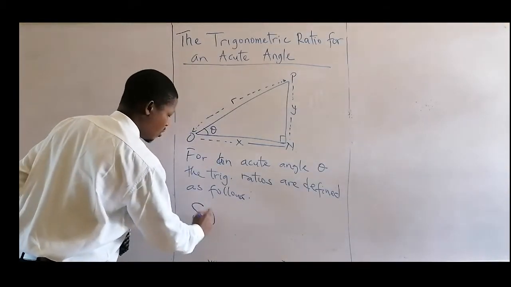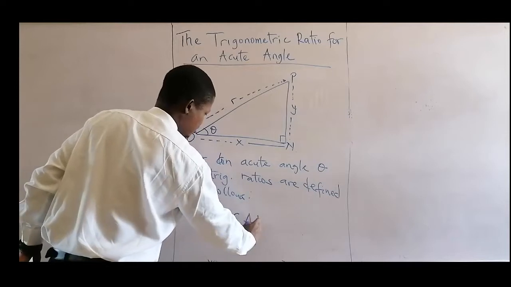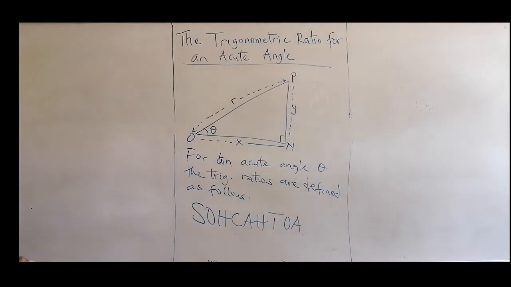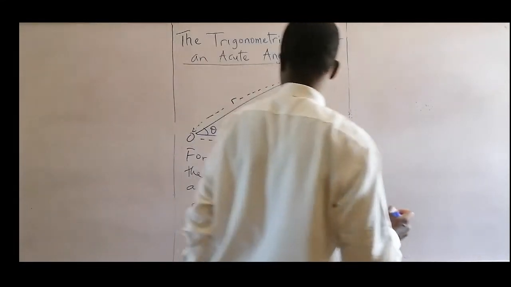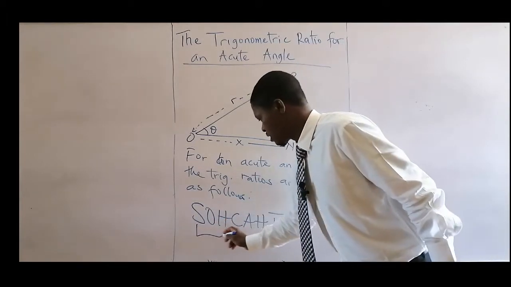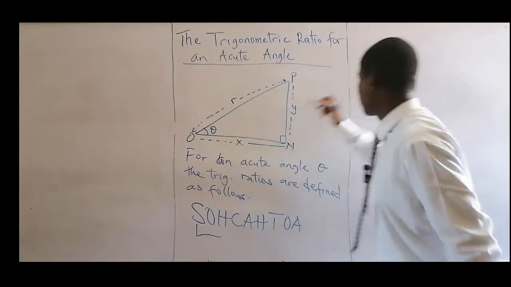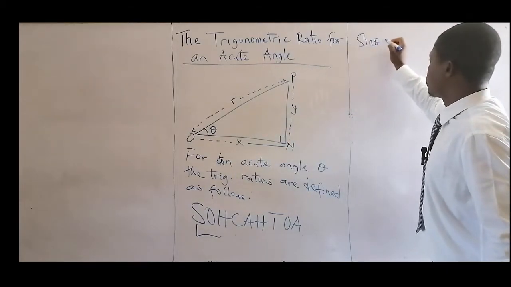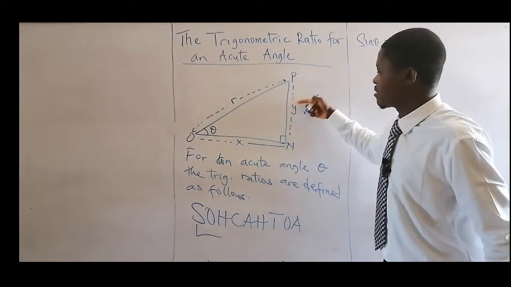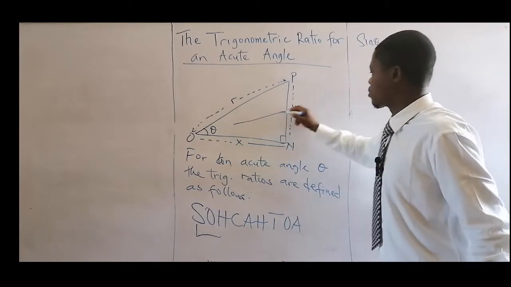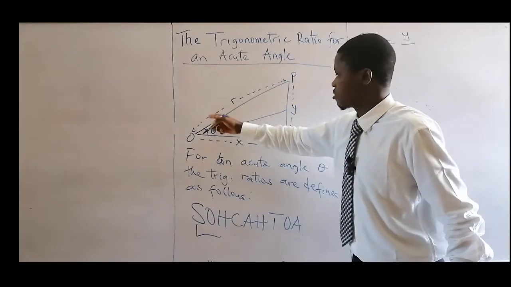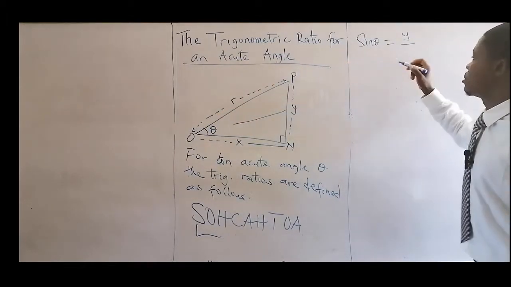We will be using what we call SOHCAHTOA to define the trig ratio. So the question now is, what is the meaning of SOHCAHTOA? SOH means sine of the angle, sine theta, equals O, the opposite of the angle, the side that faces that angle. That's y. And then H is the hypotenuse, the longest side of the triangle. That's r.